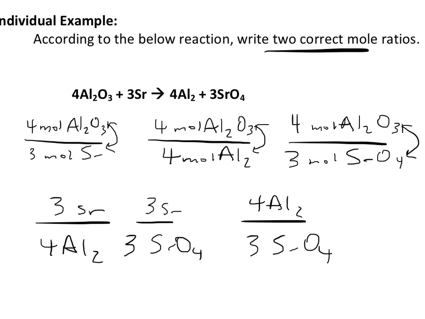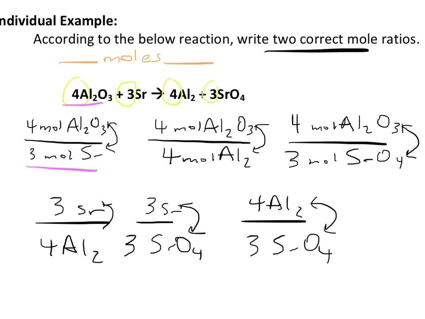So these are the 6 molar ratios that we could have written, and they also can all be reversed. So the key thing is to note that the coefficients in front of each compound represent how many moles of that compound are reacting. So for every 4 moles of Al2O3 that react, we are also reacting 3 moles of SR. Or for every 4 moles of Al2O3 that react, we'll see 4 moles of Al2 produced, and so on. So make sure that your answers at least correspond to 2 of these correct options.